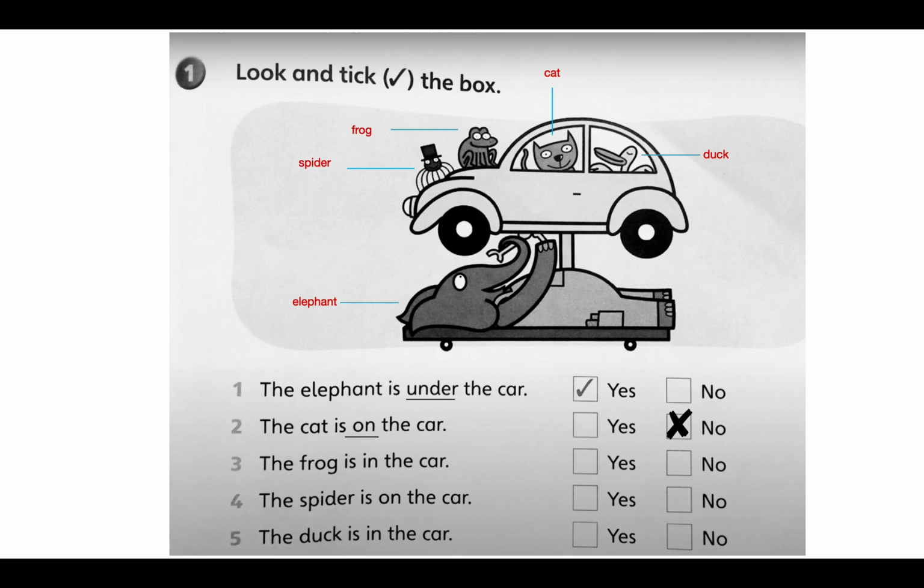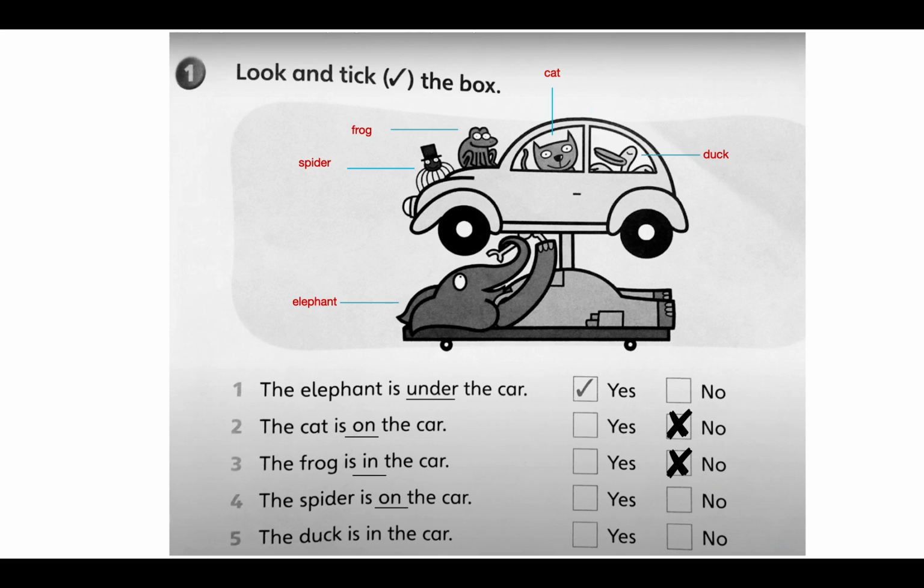Alright. Look at the third question. In. In bermaksud di dalam. The frog is in the car. Katak itu di dalam kereta. Betul ke katak di dalam kereta? No. So, the answer is no. Alright. Number 4. The spider is on the car.